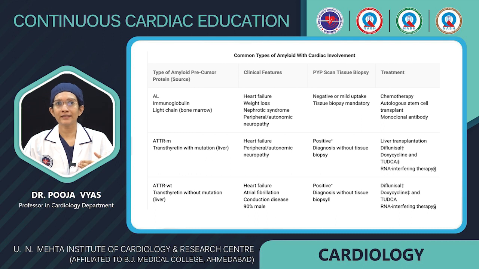If there is ATTR, transthyretin type of amyloidosis, either with mutation or without mutation, which is wild type ATTR. In mutated type of ATTR, the most common clinical features are heart failure, peripheral and autonomic neuropathy, and the PYP scan is typically positive in transthyretin type of amyloidosis. So it will be positive in mutated type of transthyretin amyloidosis, as well as in wild type.